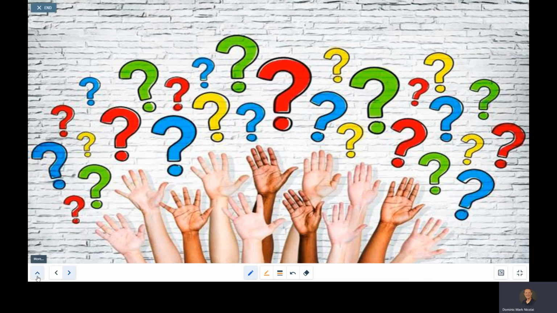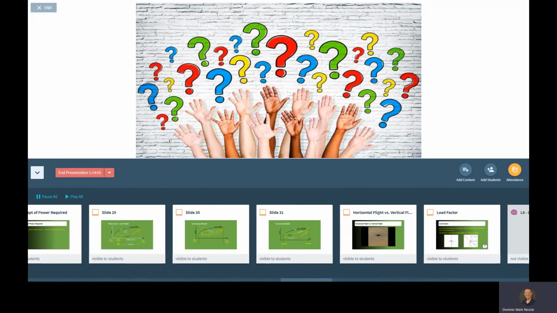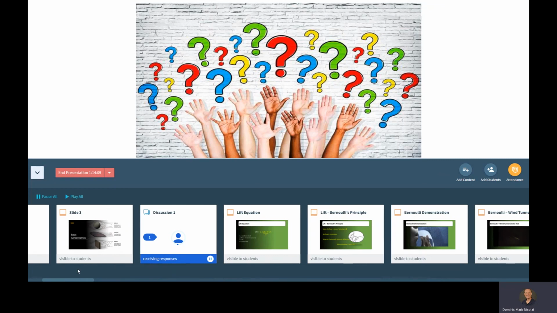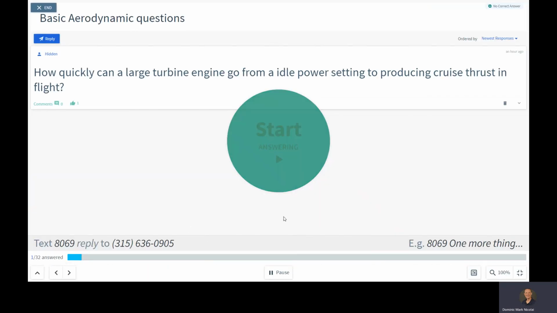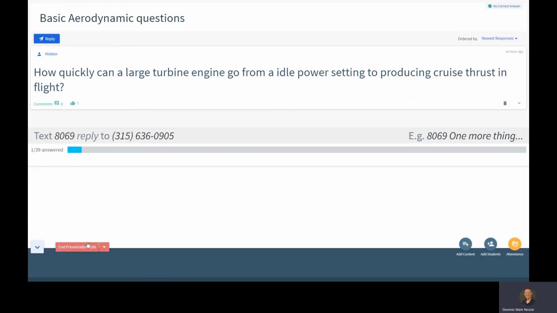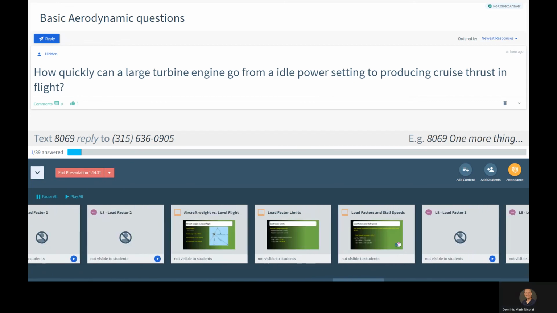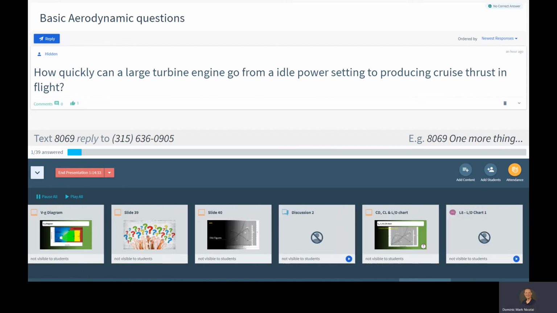Let's see if you have anything written down here. Okay. How quickly can a large turbine engine go from idle power setting to producing cruise thrust in flight? I don't know. Not an expert on the turbine engine. Our turbocharged engine from idle to full power was usually about 6 seconds in our Piper Seneca that we flew. Other than that, I don't know.